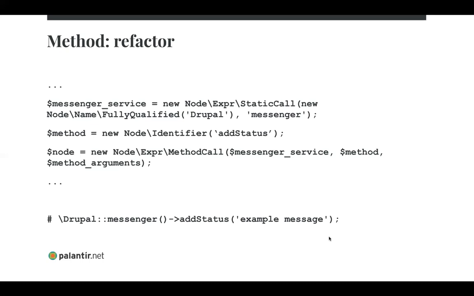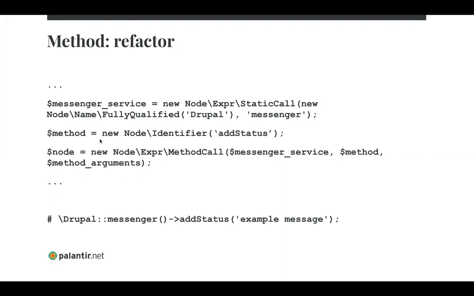So every single thing here is a node in Rector. And so we need a node called Drupal. This is a fully qualified node, that's the name of it, and that gives you this /Drupal. And then we need a static call, which knows that it does the :: messenger with the thing. And so that's what we're creating here.